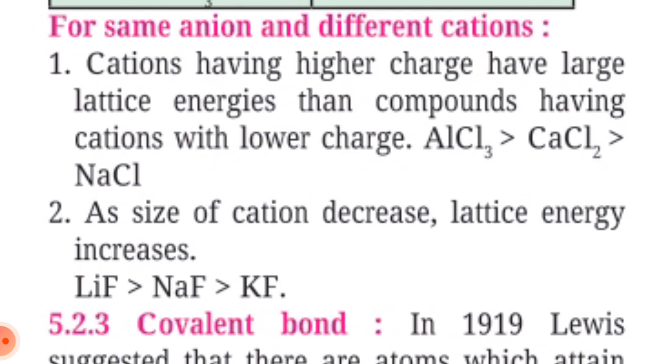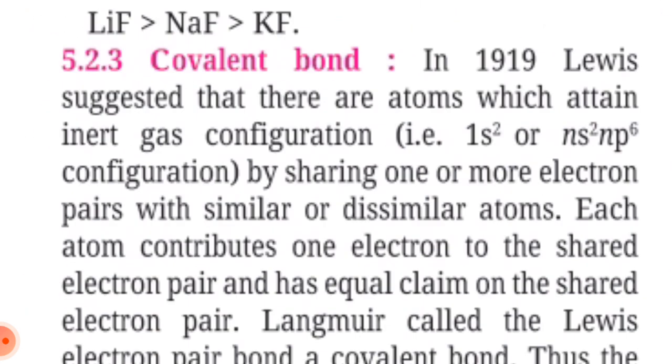For the same anion and different cations: first, compounds having a cation with higher charge have larger lattice energy than compounds having a cation with lower charge. Aluminum trichloride is greater than calcium dichloride, which is greater than sodium chloride. Second, as the size of the cation decreases, lattice energy increases. Lithium fluoride is greater than sodium fluoride, which is greater than potassium fluoride.